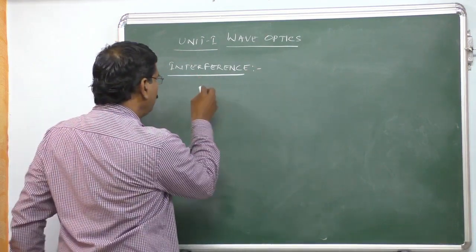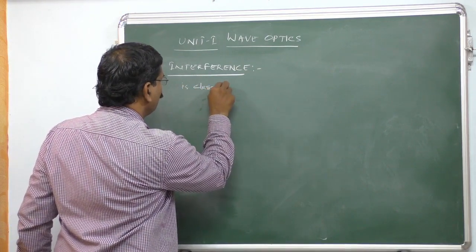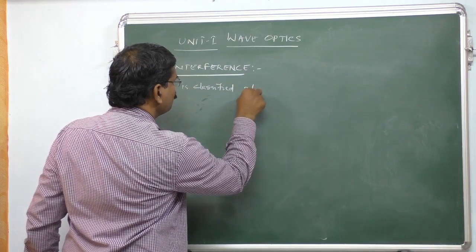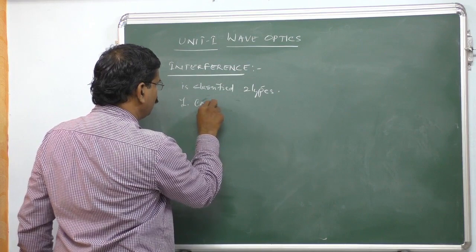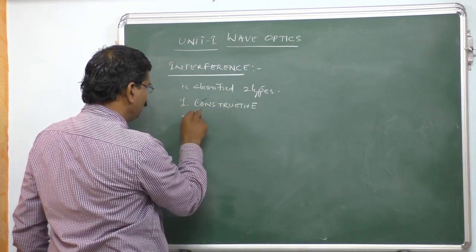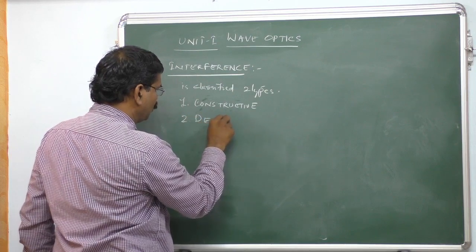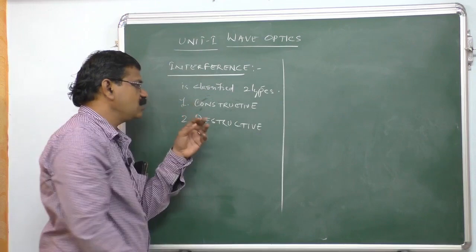Interference is classified into two types. The number one is known as constructive interference, and the second one is known as destructive interference. Is it clear? So, strictly speaking, what is constructive and destructive? Let us consider this.